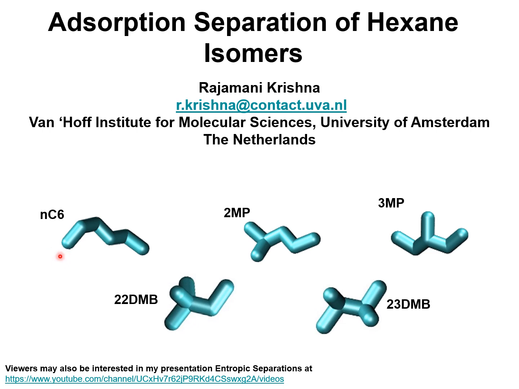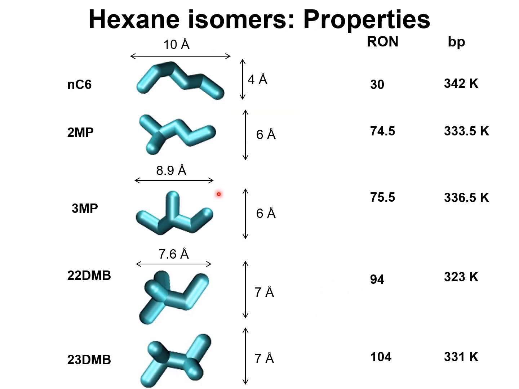The objective of this presentation is to discuss the various strategies that can be adopted to separate the isomers of hexane: normal hexane, 2-methylpentane, 3-methylpentane, 2,2-dimethylbutane, and 2,3-dimethylbutane. Let's have a look at the properties of the hexane isomers.